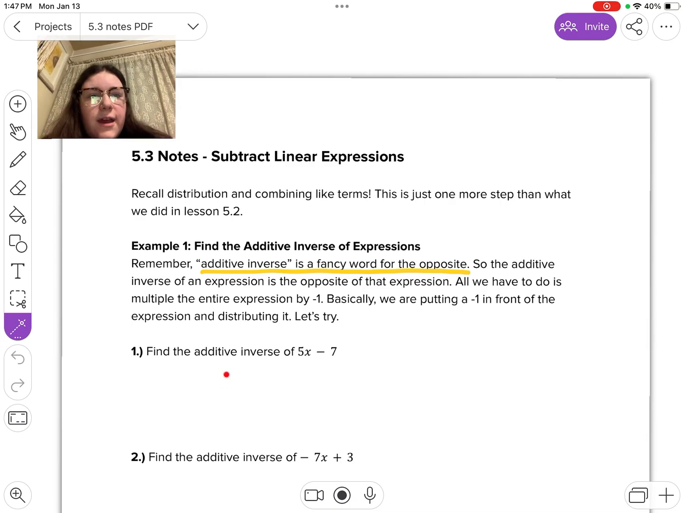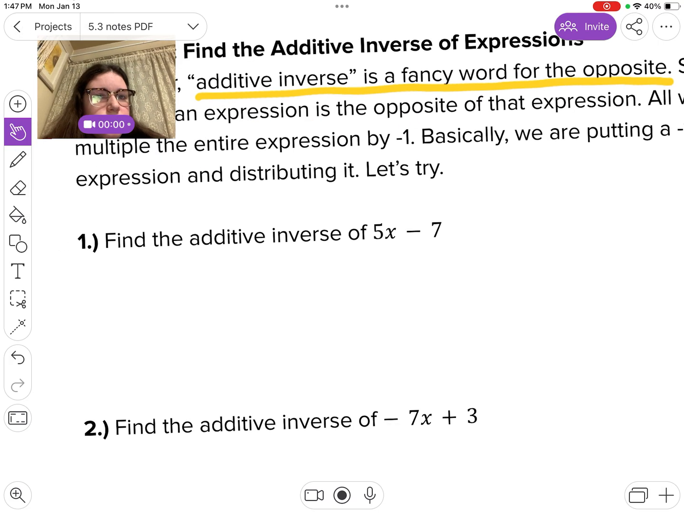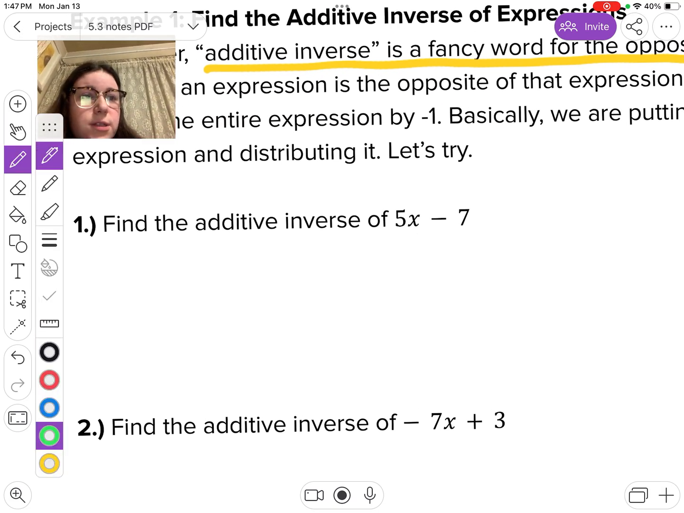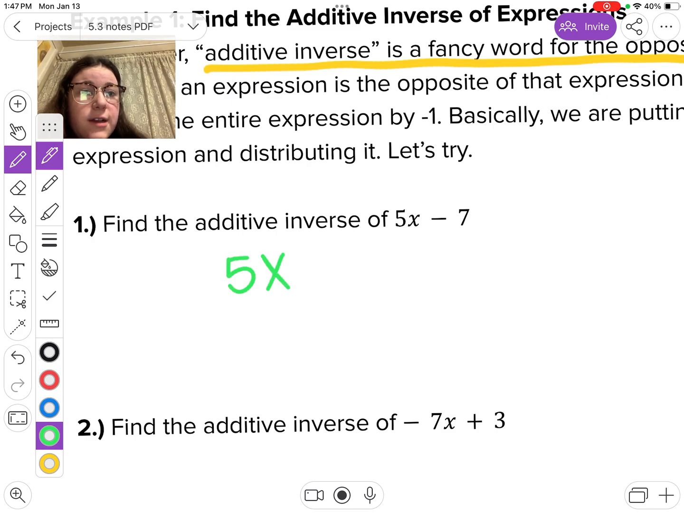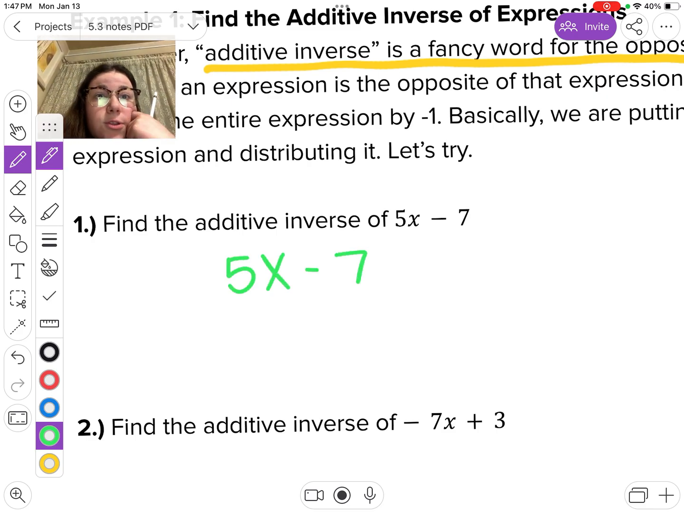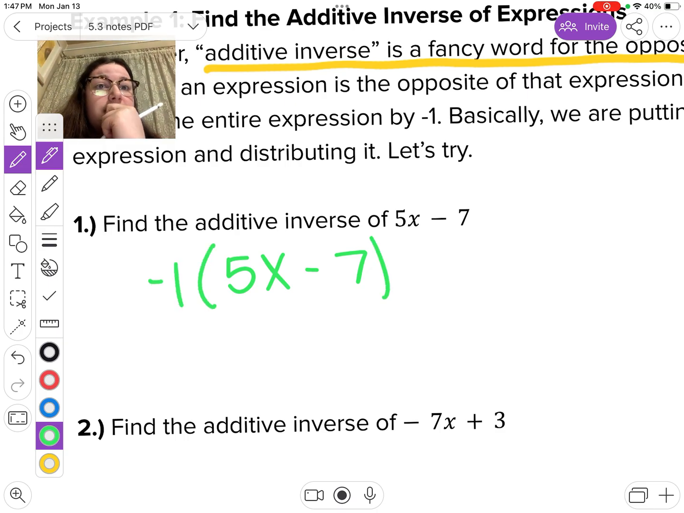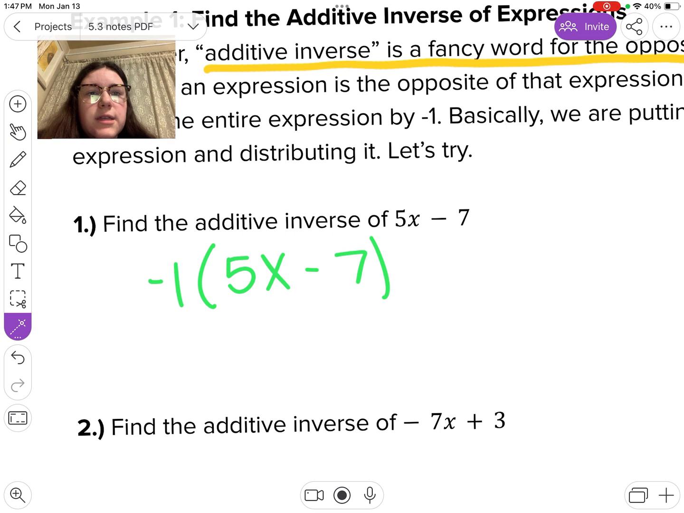So let's try that. We are going to find the additive inverse of 5x minus 7. So how we do that is we have our 5x minus 7. We're going to multiply that entire thing by -1. So we're going to put our -1 up front. And now this should look a lot like one of our lessons a couple of classes ago when we learned how to distribute. Because distribution is just multiplication to both things that are inside of our parentheses. So we're going to do that.